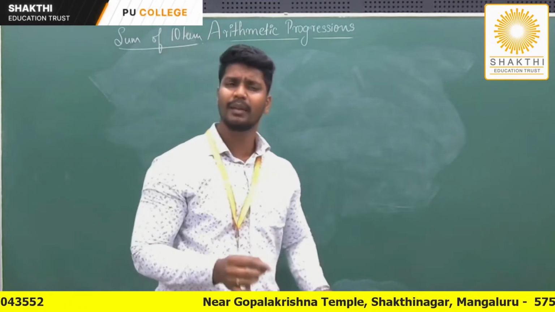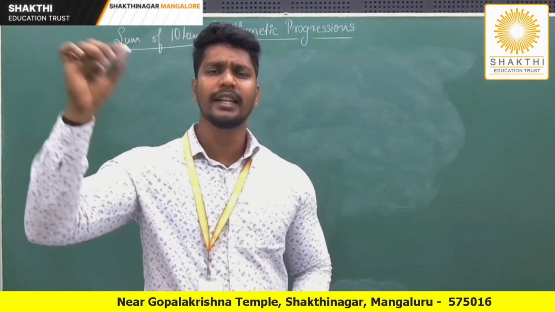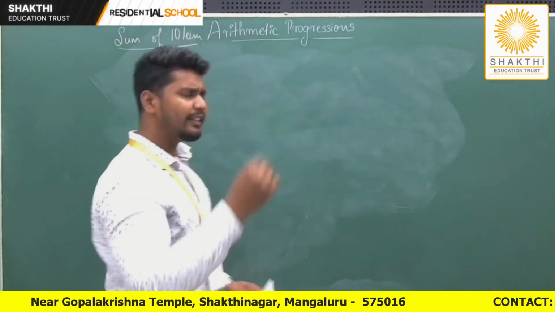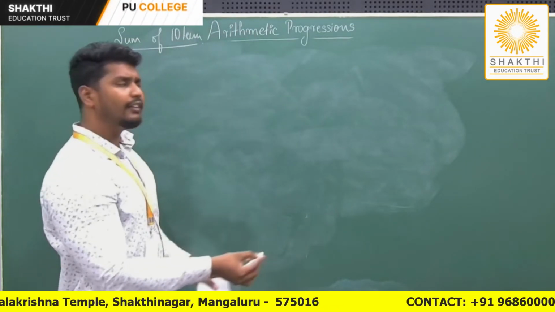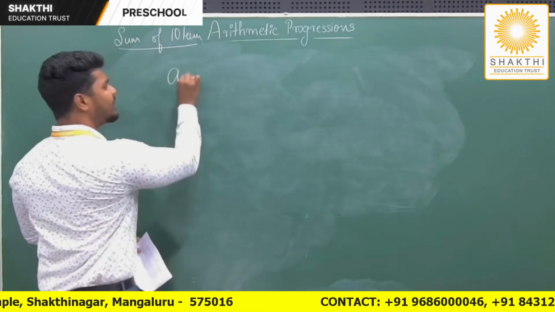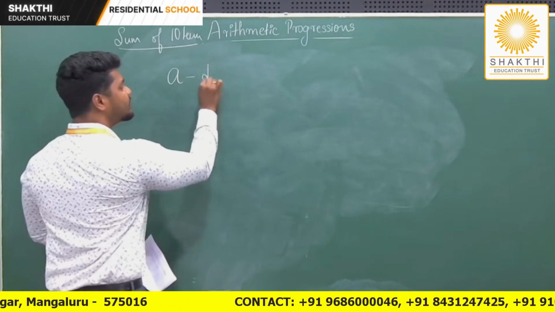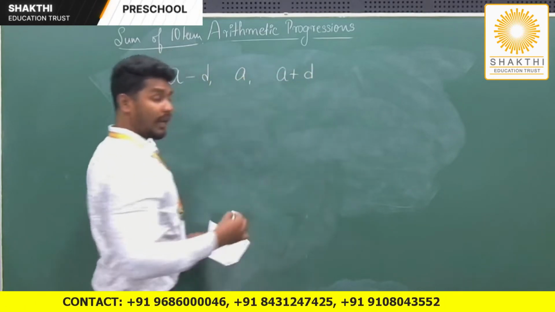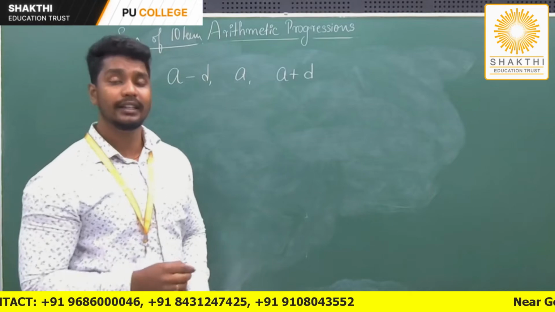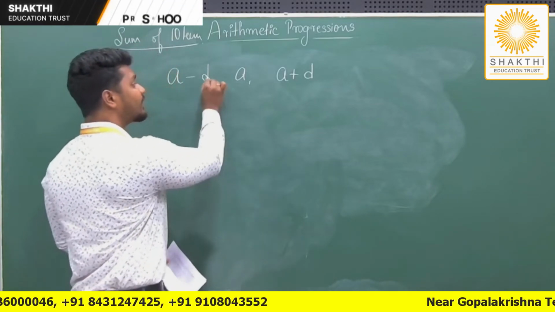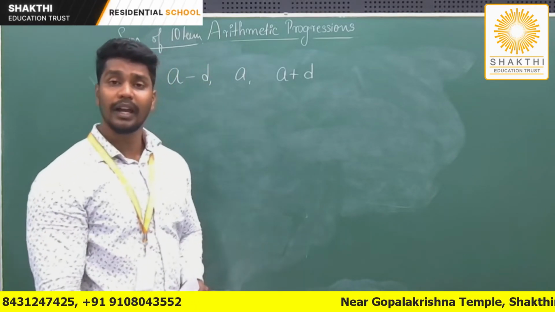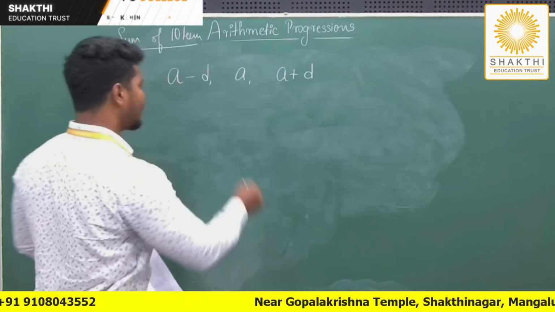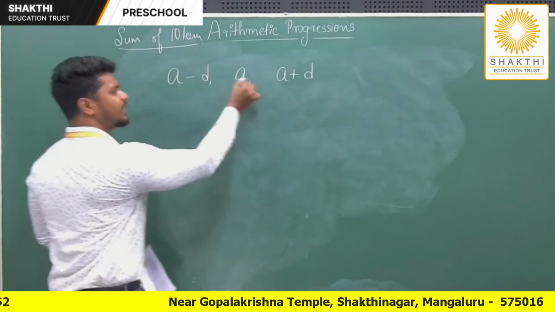I am not considering the AP as a, a plus d, a plus 2d. For simplification, the easier way, we consider the three numbers. Let the three numbers be a minus d, a and a plus d. Whenever the sum of the three numbers is given, you consider the three numbers as a minus d, a and a plus d. Now, what is the given data? These are the three terms that you have considered.